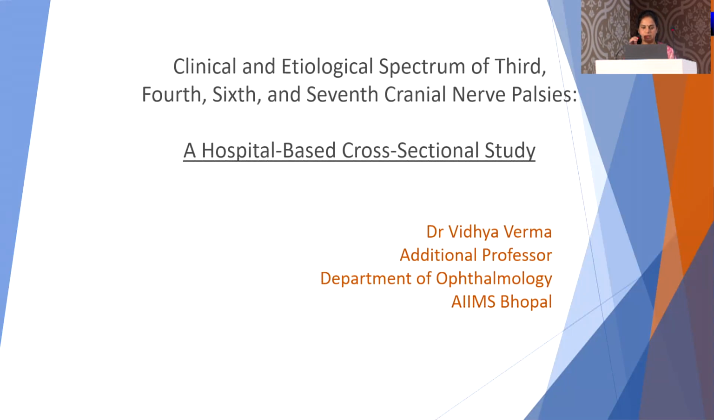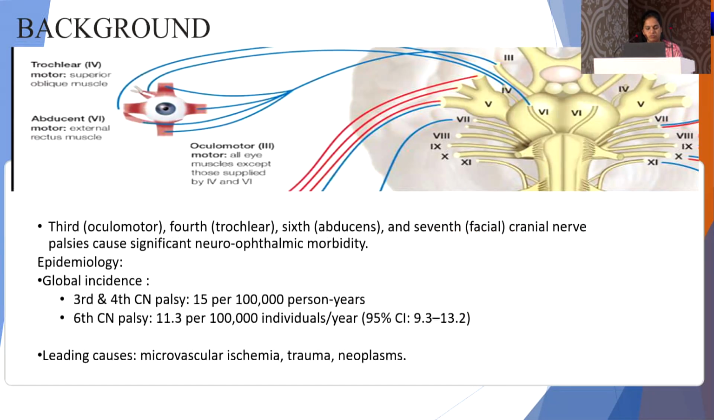Here I am presenting the clinical and etiological spectrum of third, fourth, sixth, and seventh cranial nerve palsy. It is a hospital-based cross-sectional study. As we know, third, fourth, sixth, and seventh cranial nerve palsies cause significant neuro-ophthalmic morbidity.